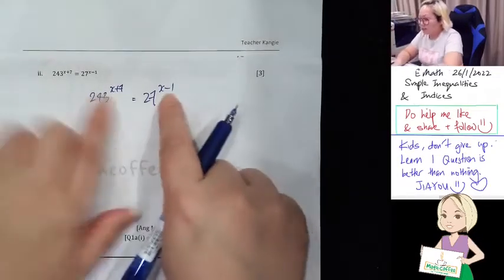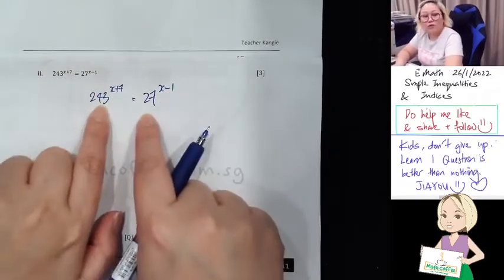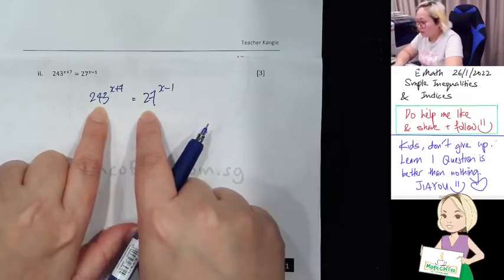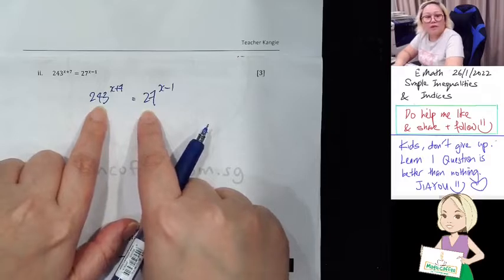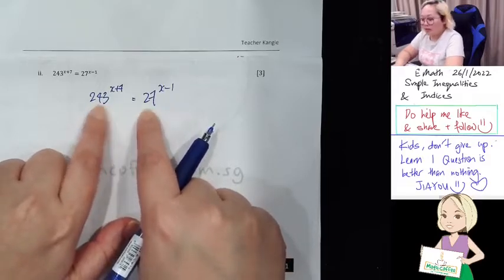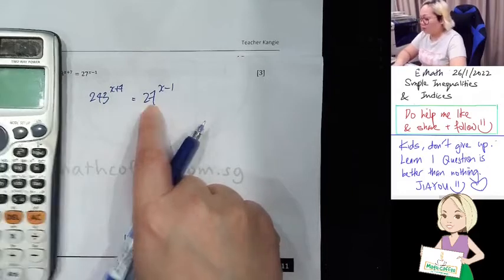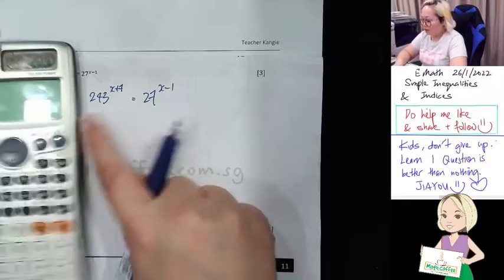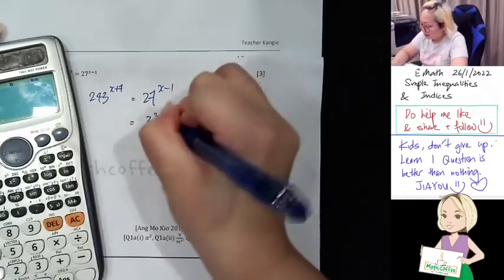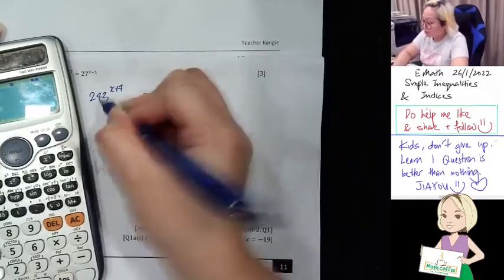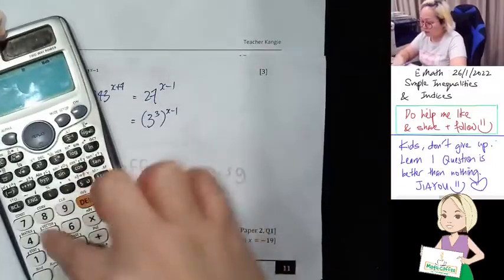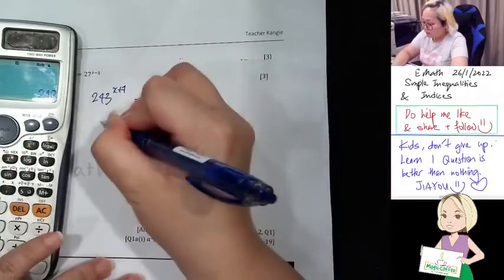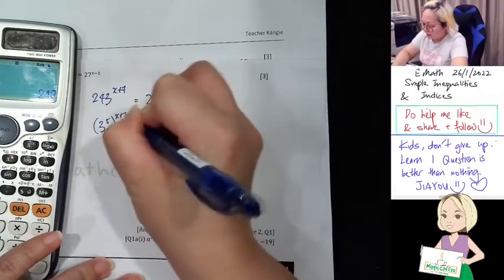Okay, so you see, the power has an unknown. So what do we do? We need to know how to change them to the same base. Okay, 243 and 27. So we're going to find a common base. 243 maybe is too big, you don't know what it is. But 27, you should know that it's 3 to the power of 3. So I'm going to change this to 3 to the power of 3, x minus 1. 243, I have to try and error. So 3 to the power of 5 gives you 243. Okay, so it will be 3 to the power of 5, x plus 7.